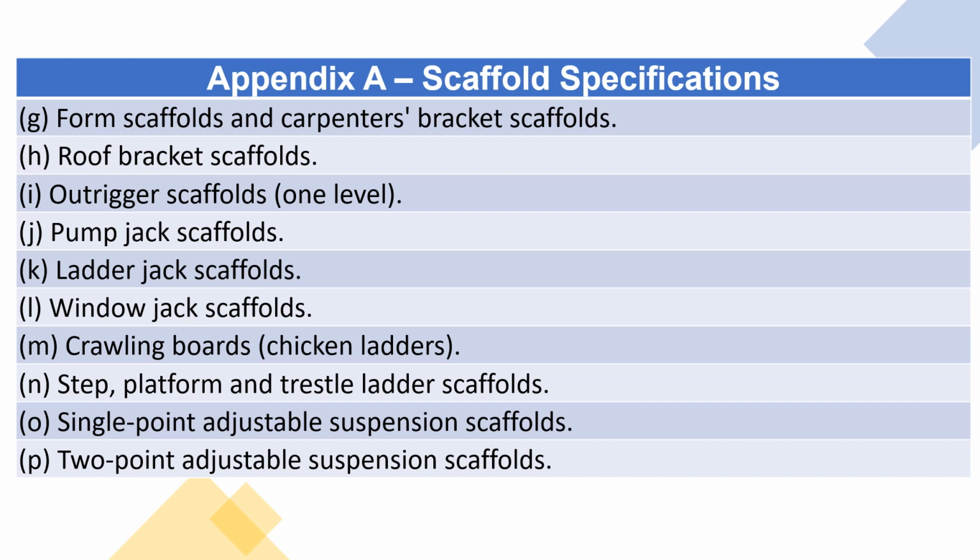H. Roof bracket scaffolds. I. Outrigger scaffolds, 1 level. J. Pump jack scaffolds. K. Ladder jack scaffolds. L. Window jack scaffolds. M. Crawling boards, chicken ladders. N. Step, platform and trestle ladder scaffolds. O. Single-point adjustable suspension scaffolds. P. Two-point adjustable suspension scaffolds.